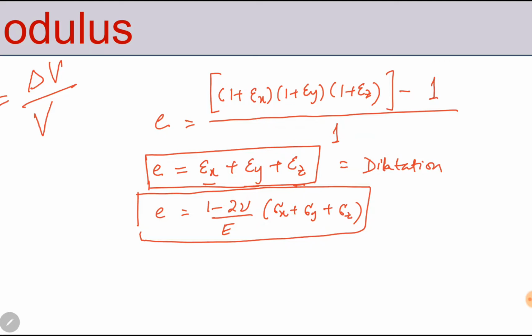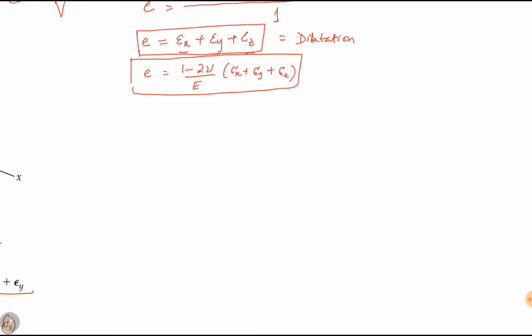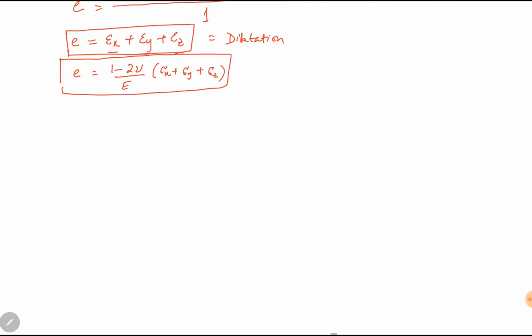Now, let us assume an element subjected to uniform hydrostatic pressure. Hydrostatic pressure is constant from all the sides, and it is always a normal force. Like if you keep a body in water, the water will exert equal pressure from all the sides, and it will be only normal force. There will be no shear force. So let us assume a hydrostatic pressure on a body.